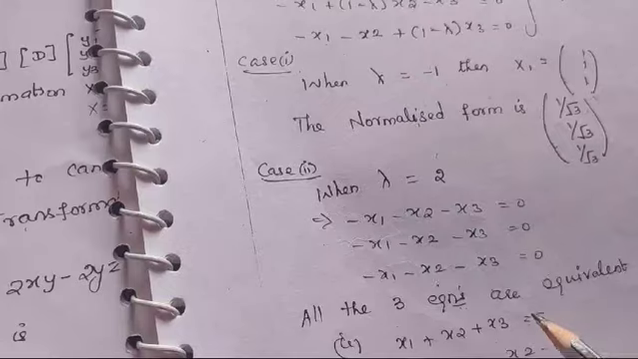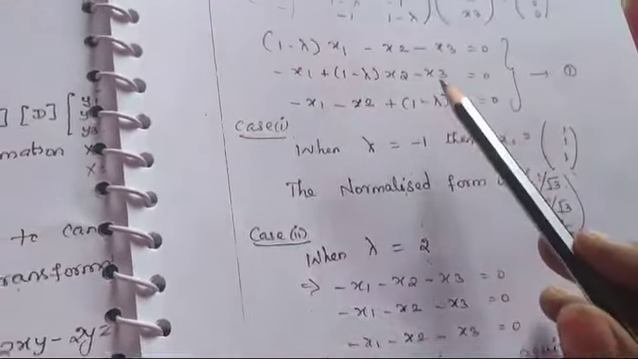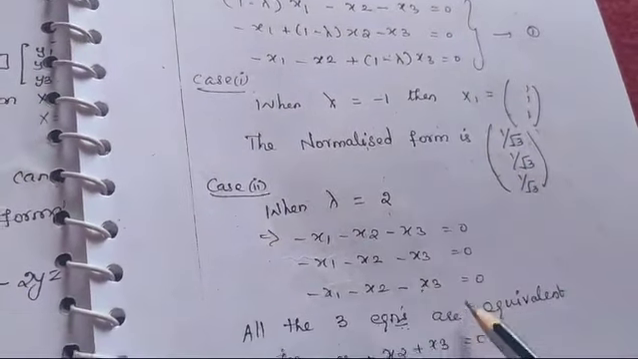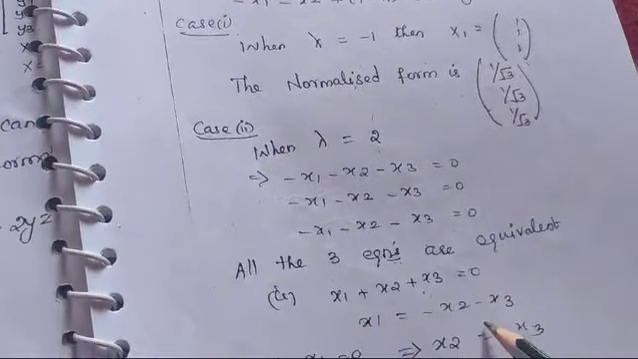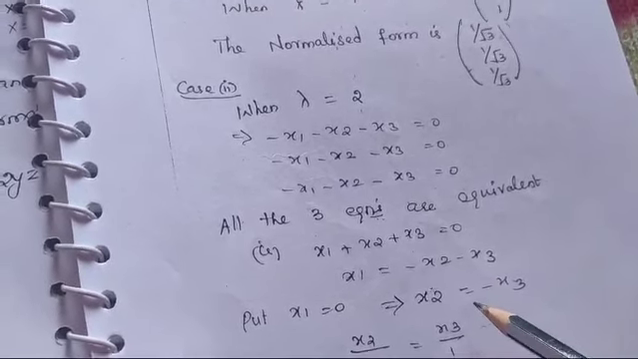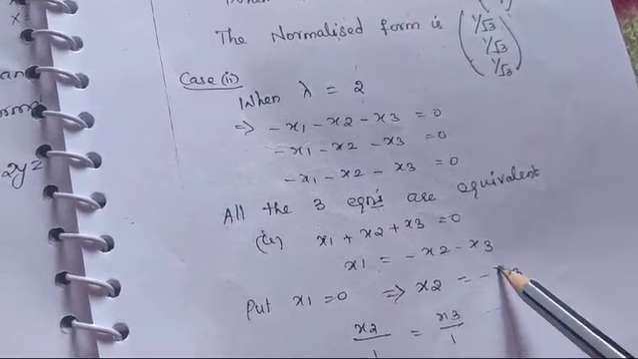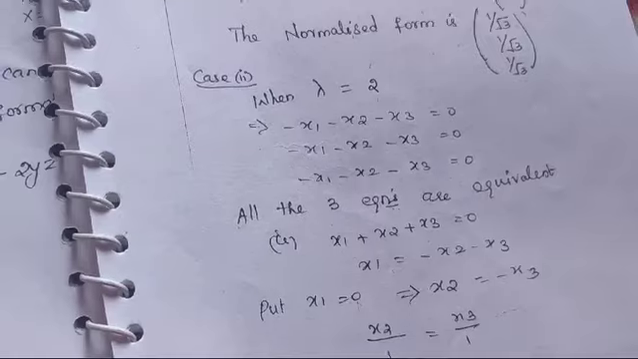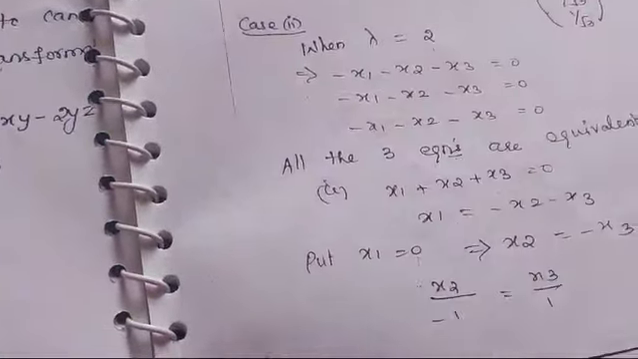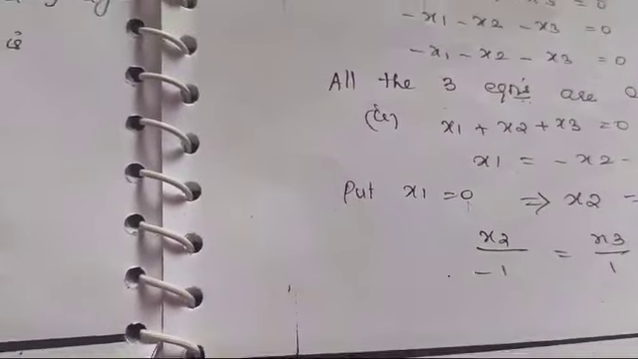The next case is the eigenvalue lambda equal to 2. Substitute the value of lambda equal to 2 in the above equation 1. We get the equations, and all three equations are equivalent. So since all the equations are equivalent, we just frame from this x1 equal to minus x2 plus x3. In this, substitute x1 equal to 0, and we get the other values x2 and x3. So we find the second eigenvector.